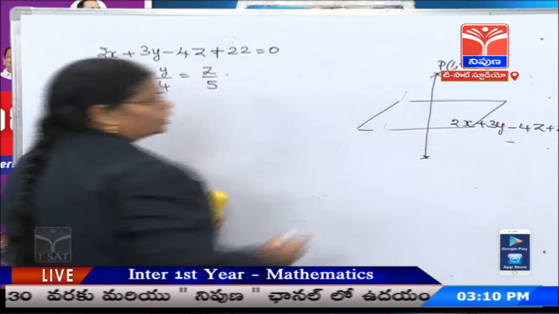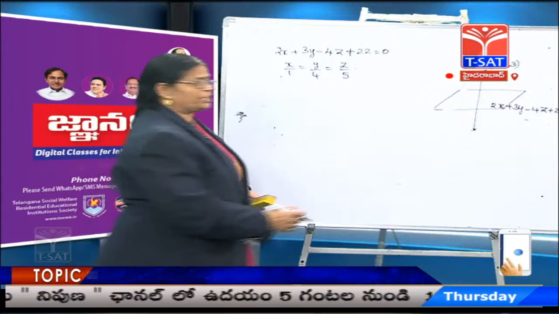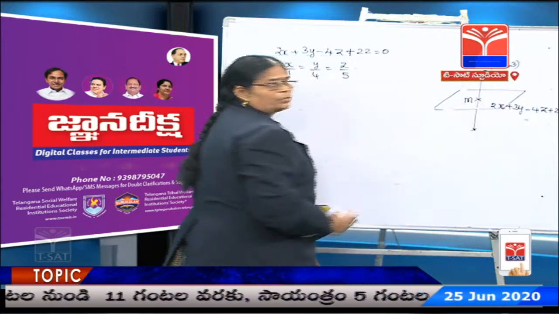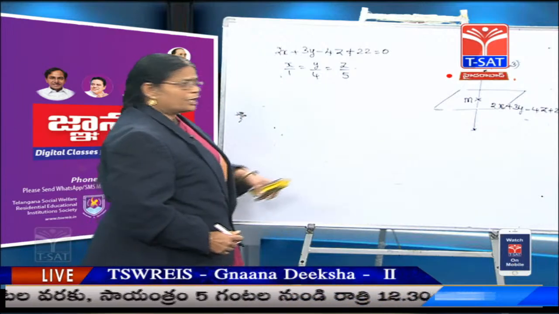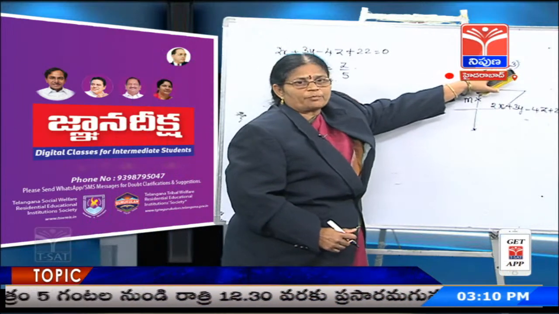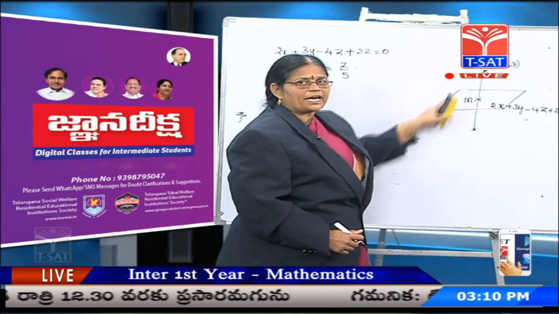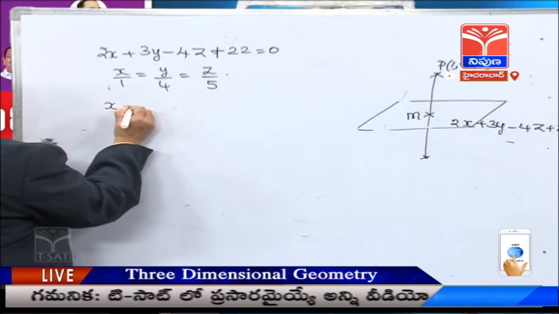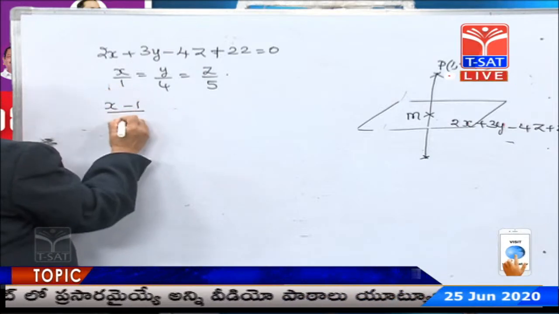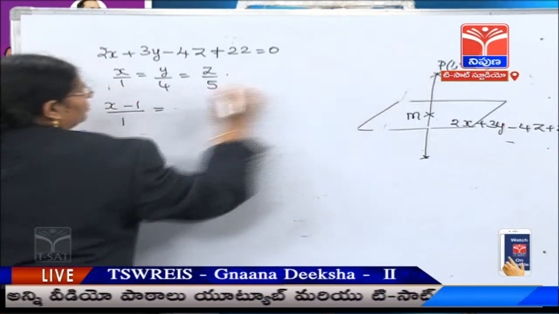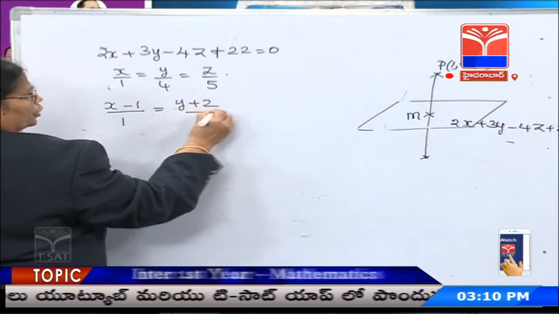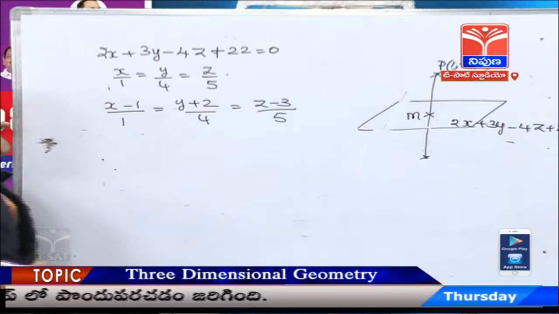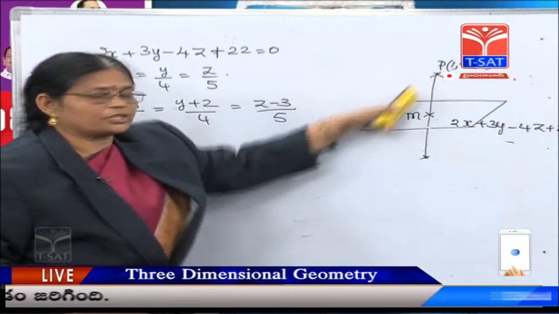You want to find out the image distance, PQ distance. So, let me find any point M on this line. Now, because this is passing through (1, -2, 3) and it is parallel to this line, the equation of the line PQ will be (x - 1)/1 = (y + 2)/4 = (z - 3)/5.